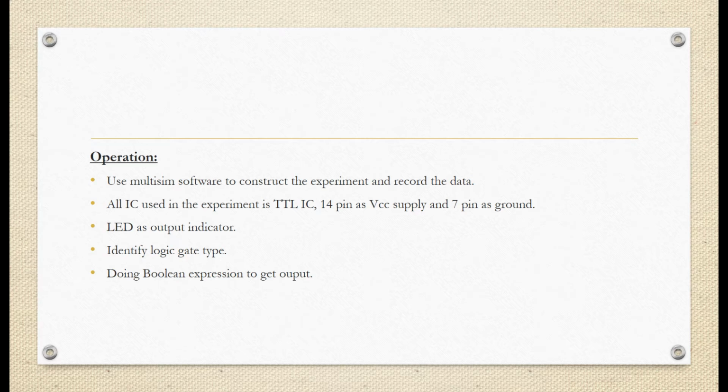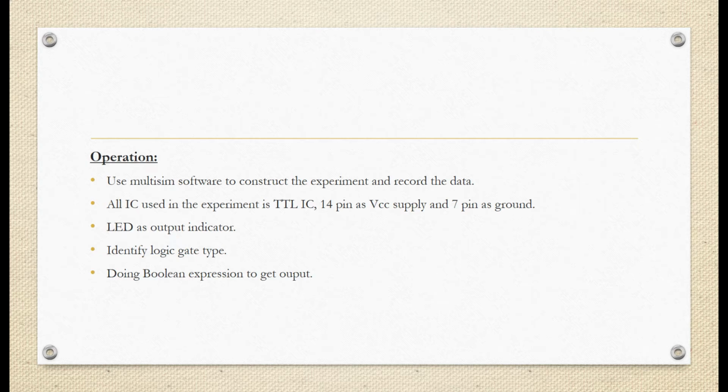As you know, all ICs used in the experiment are TTL ICs, with pin 14 as VCC supply and pin 7 as ground. We also use an LED as the output indicator. So if the LED lights up, that means the output is 1, and if the LED is turned off, that means the output is 0.